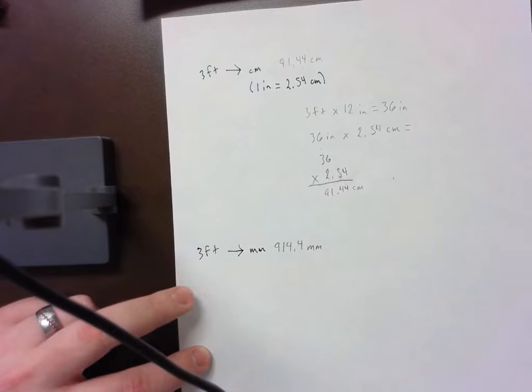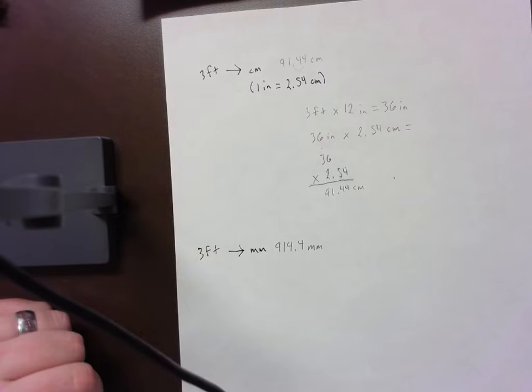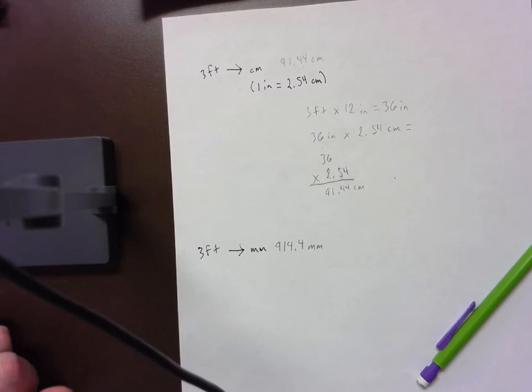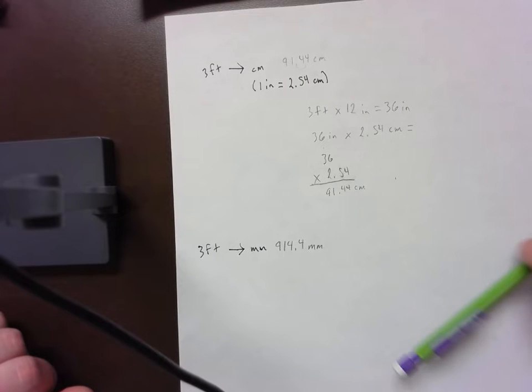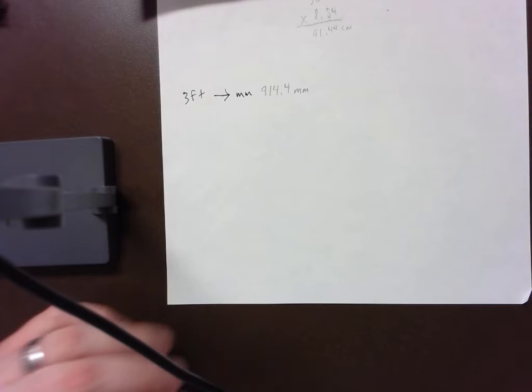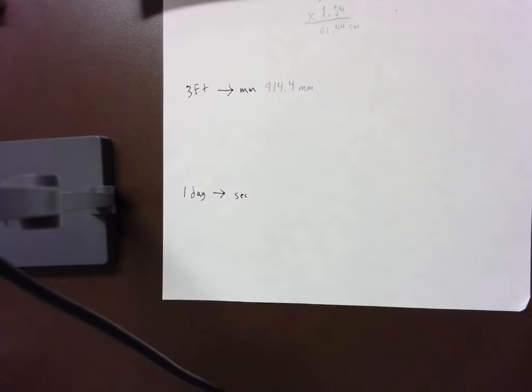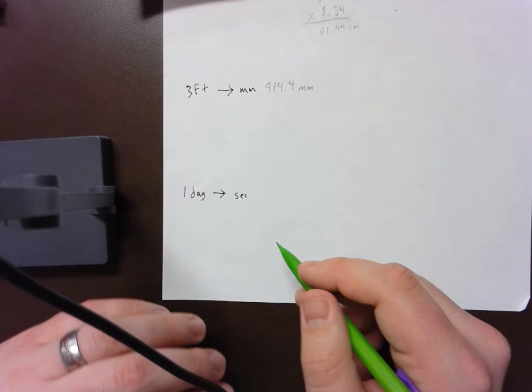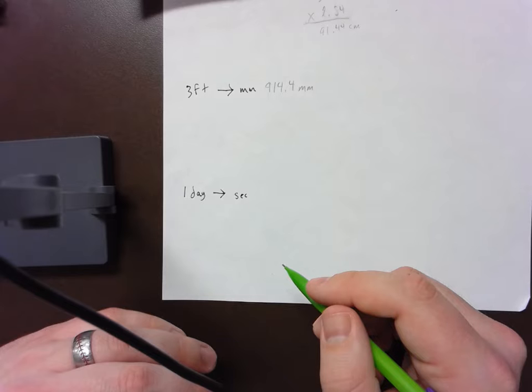That's simple. Alright, so let us build upon that. So I know that we're going to do a couple of time questions on our test tomorrow. So I want to do one setup for time. So let's do it real quick. So 1 day equals how many seconds? So in order to set this up, we can either go from seconds to days, or we can go from days to seconds.